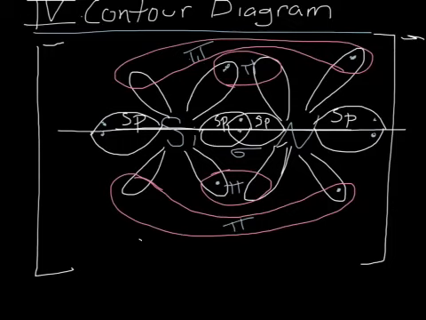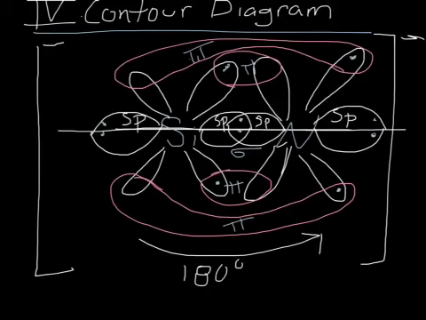And then we're going to label its angle, which is 180 degrees. And lastly, since we know that both its molecular and electron geometry are linear, we must write that.